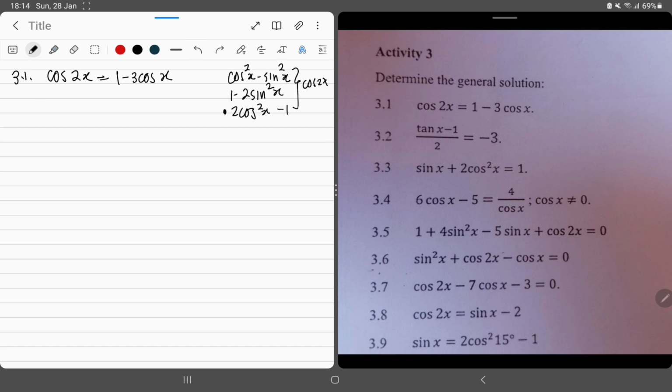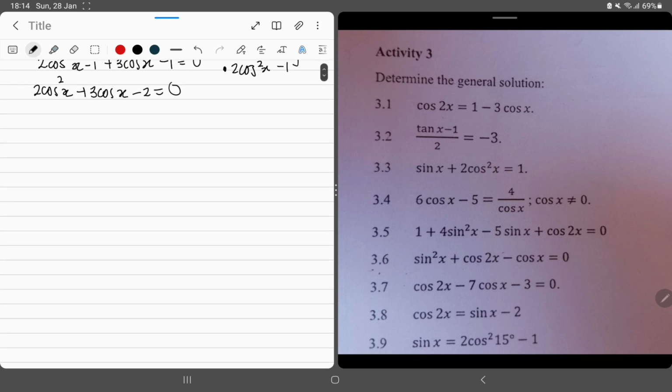This is going to be 2 cos squared x minus 1 equals 1 minus 3 cos of x, so 2 cos squared x plus 3 cos of x minus 2 is equal to 0. And now I have a trinomial. I can use factors.